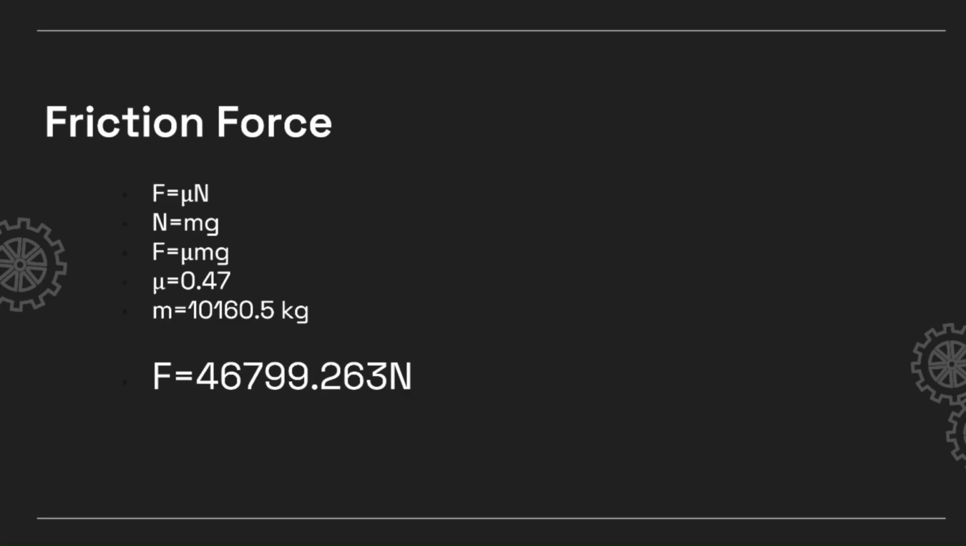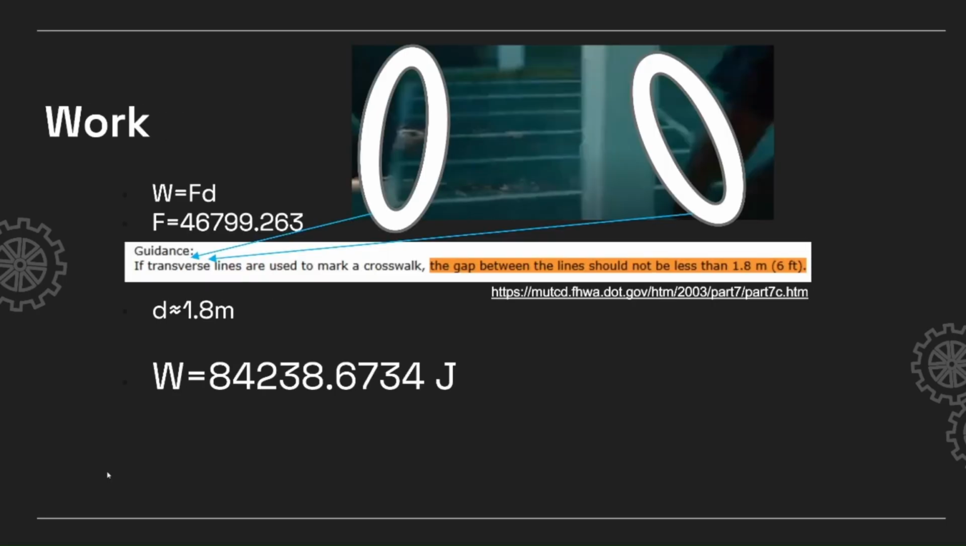the mass of the bank vault is approximately 10,160.5 kilograms. And if we were to multiply 9.8 multiplied by the mass multiplied by the coefficient of friction, we get a friction force of approximately 46,800 newtons. And with that friction force, we can then calculate the work done on the bank vault by the cars.